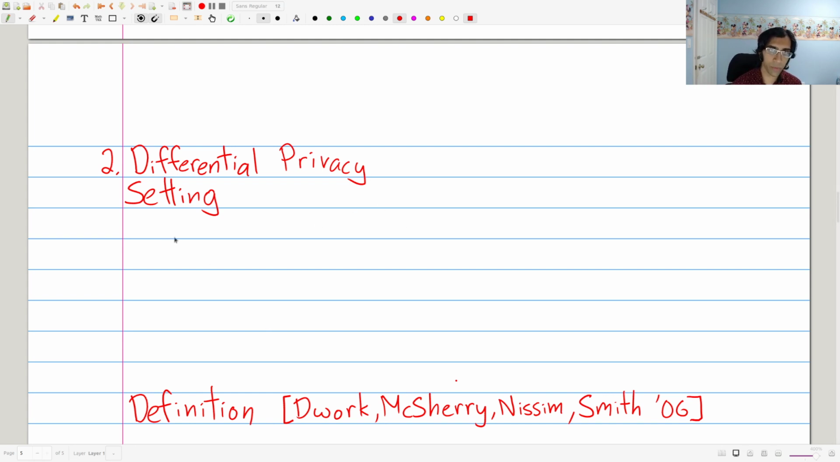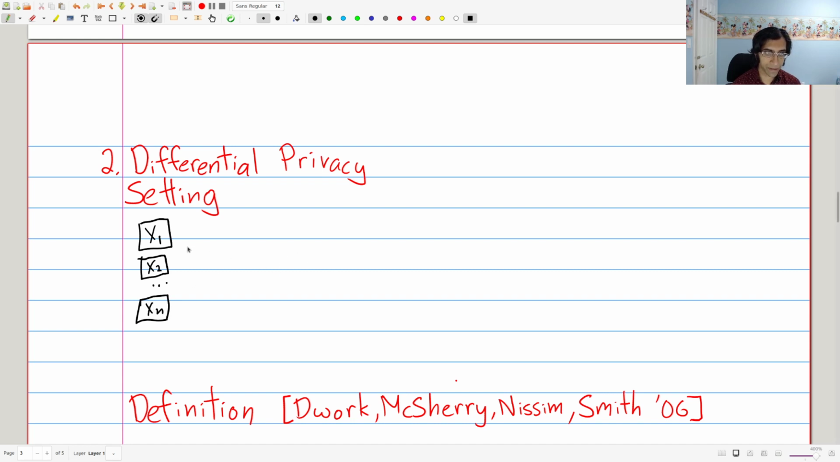We work in the following type of setting. We have n individuals, which each have their own data. We're going to use them and their data points interchangeably. The first data point is x1, x2, and so on, all the way up to xn. And these data points belong to the individuals. There's going to be the presence of an individual which we call the trusted curator, or just the curator for short.